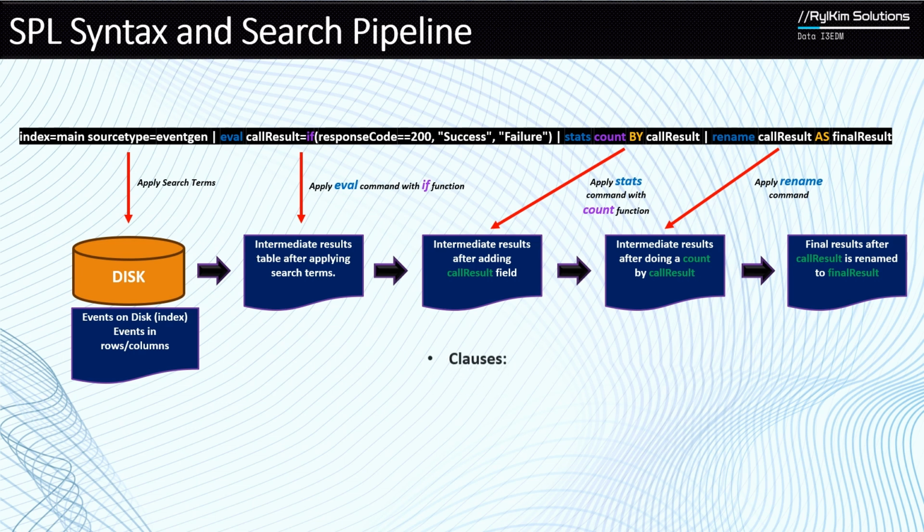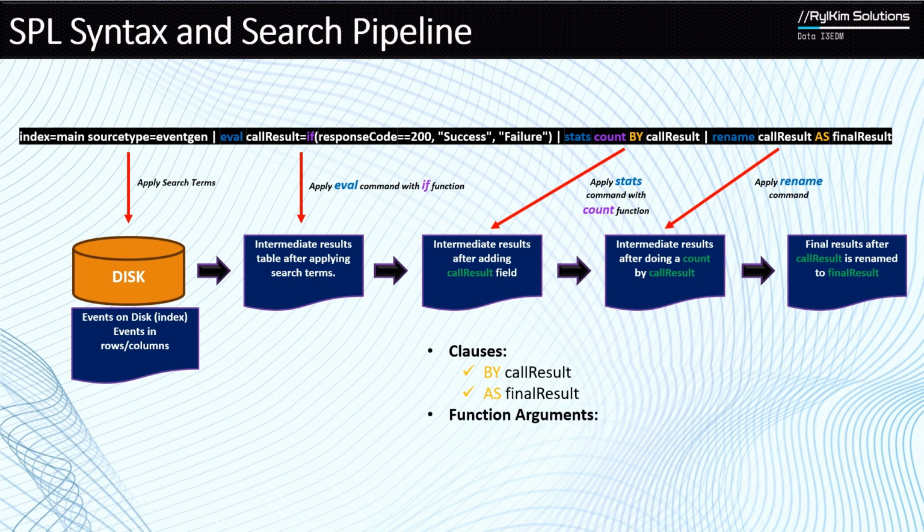And where do our clauses actually come in? When you look at it here, you have the by clause. You can see that you use the by clause with the stats command in order to group by call result, because you are doing a statistics count, but you wanted to say, give me the count, but please let me see the count of events that are successes and those that are failures. And then in the next one, you also use the as clause here in order to rename the call result into final result. Remember, we said that you can use clauses to group or rename fields.